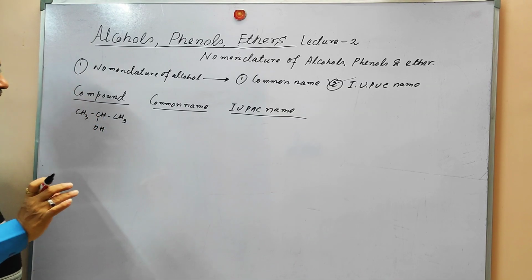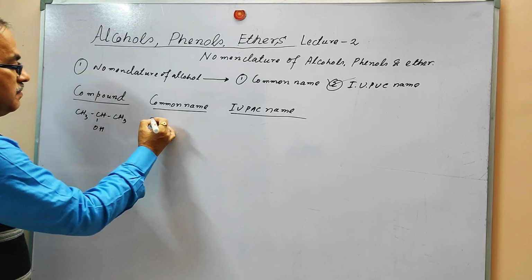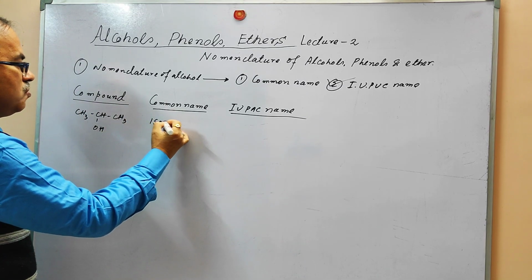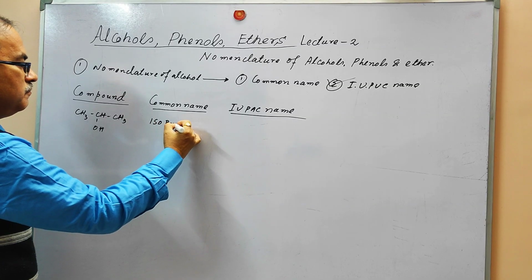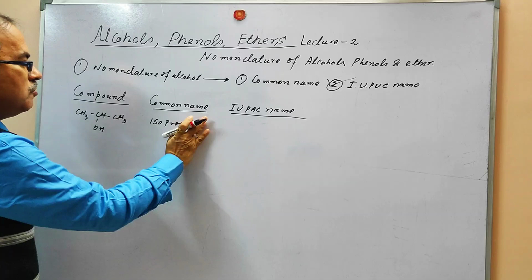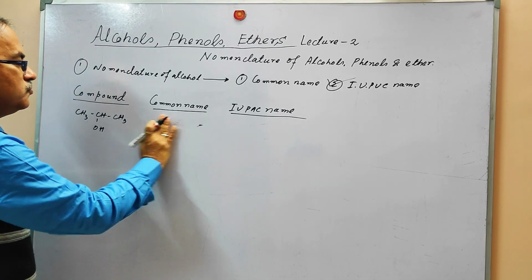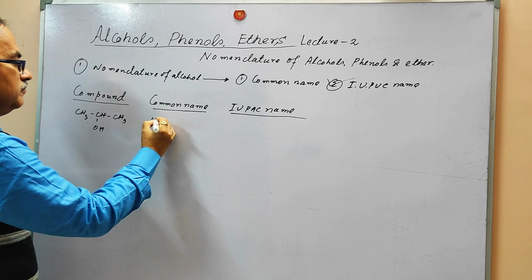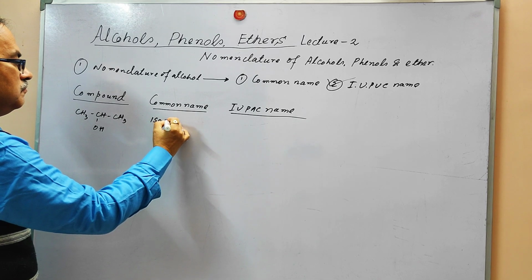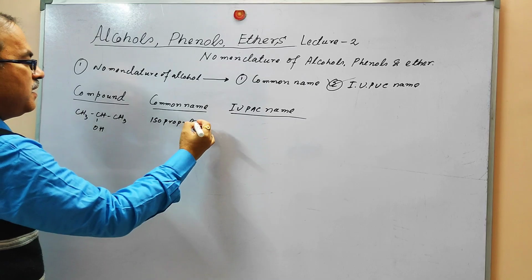Here the alkyl group's name is isopropyl. Isopropyl alcohol. The name of the group is isopropyl.